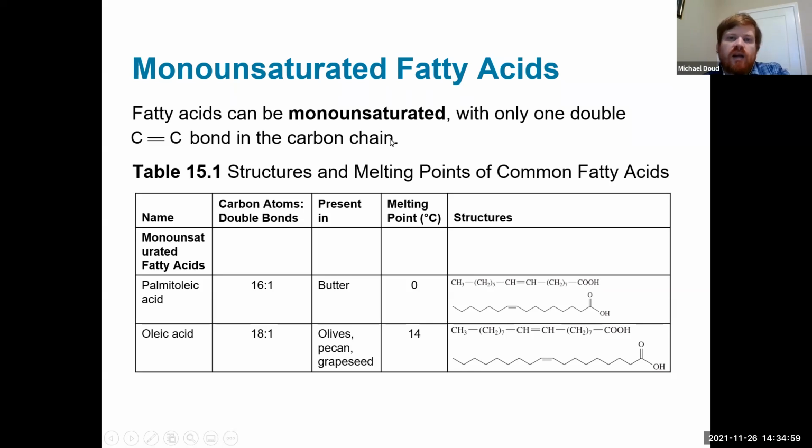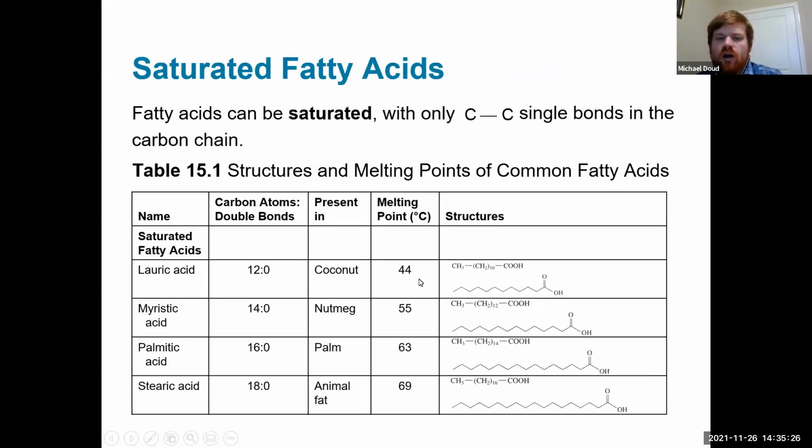The first being monounsaturated fatty acids. Now, just like it sounds, monounsaturated fatty acids have just a single carbon-carbon double bond. So for example, palmitoleic acid has 16 carbon atoms and just a single double bond. So its ratio is 16 to 1. And this is something that's present in butter, for example. The melting point of palmitoleic acid is 0. So it's basically a liquid at room temperature.